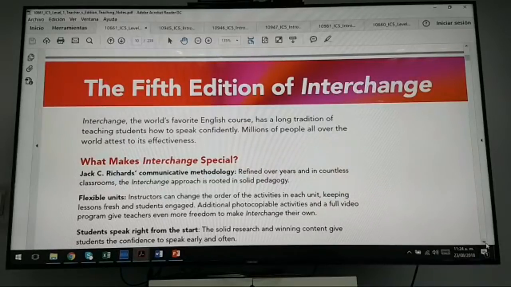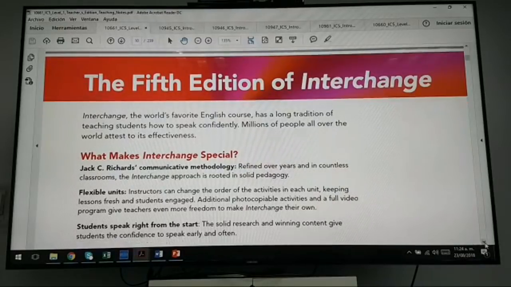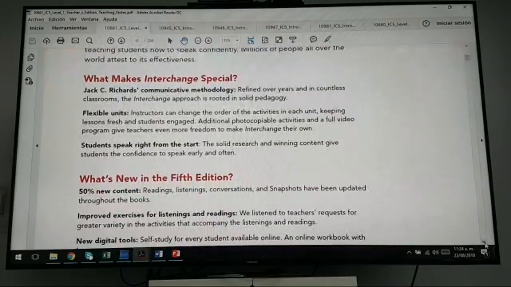Students speak right from the start. Many course books do not allow students to start working immediately on developing communicative skills. Well, Interchange does. Interchange gives students rich, engaging content and the confidence to speak early and often. So there's a lot of communicative interaction across the course book.